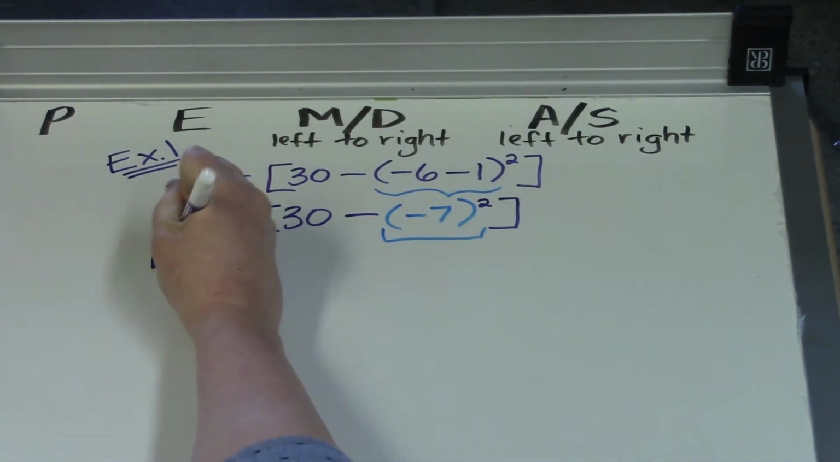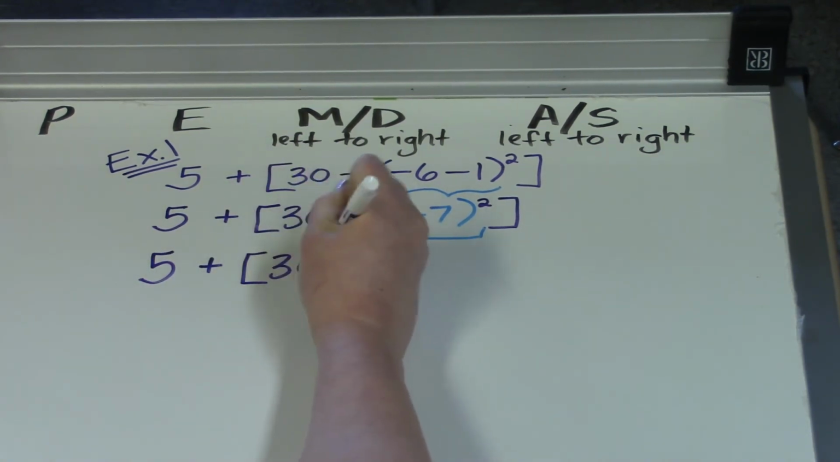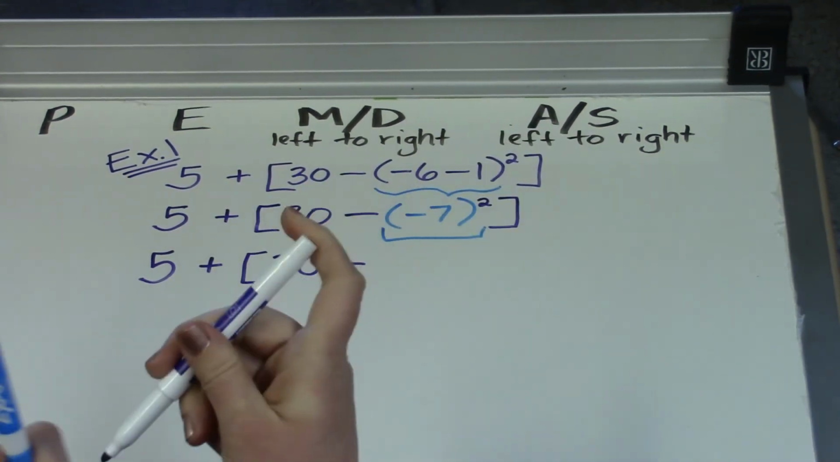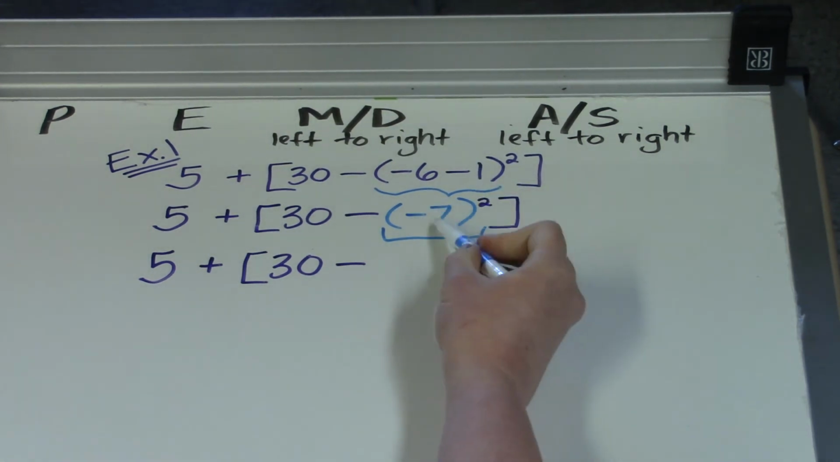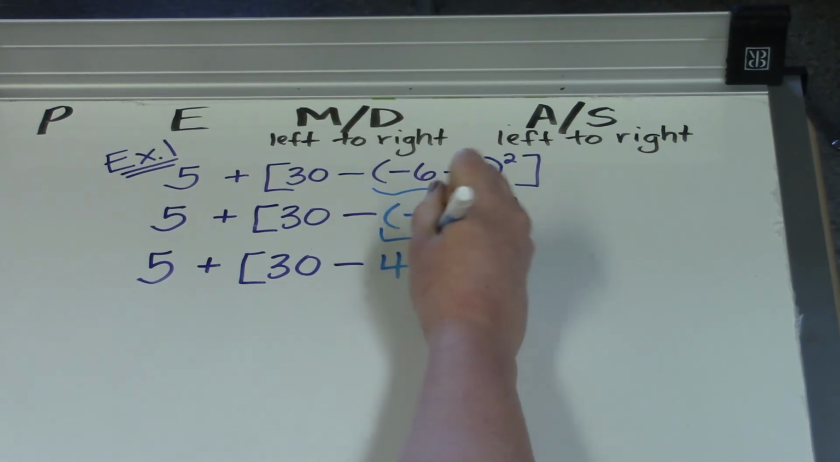Again, everything else in the problem stays the same. So I have 5 plus the quantity of 30 minus. Now when we square negative 7, that's negative 7 times negative 7, which is 49.